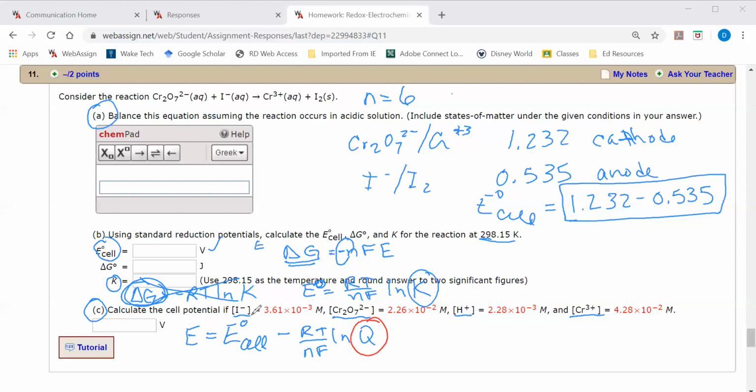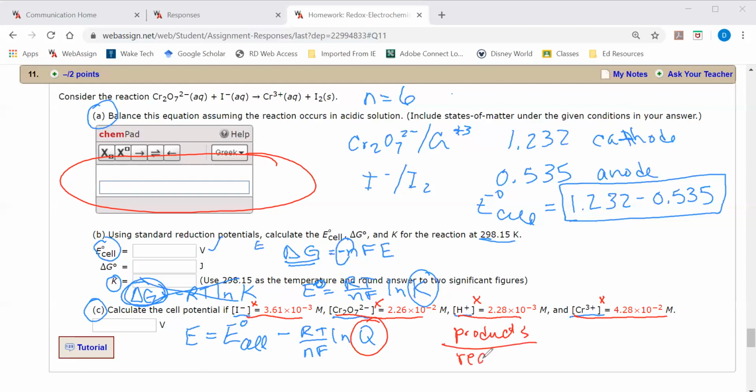We have 1, 2, 3, 4 concentrations. So when you go back up to whatever you have correctly balanced, you will need to remember to look at the coefficients for each one of these. Whatever they are, you're going to raise them to the proper coefficients. And remember that it's products over reactants.